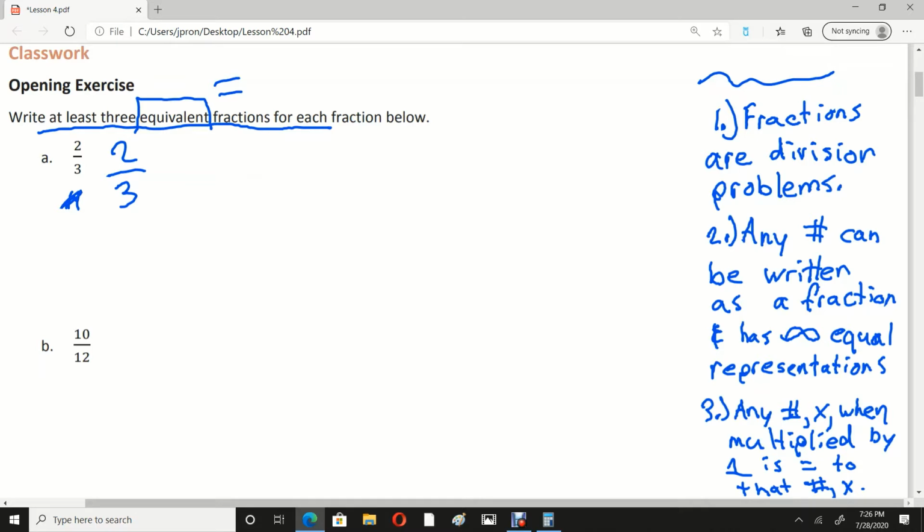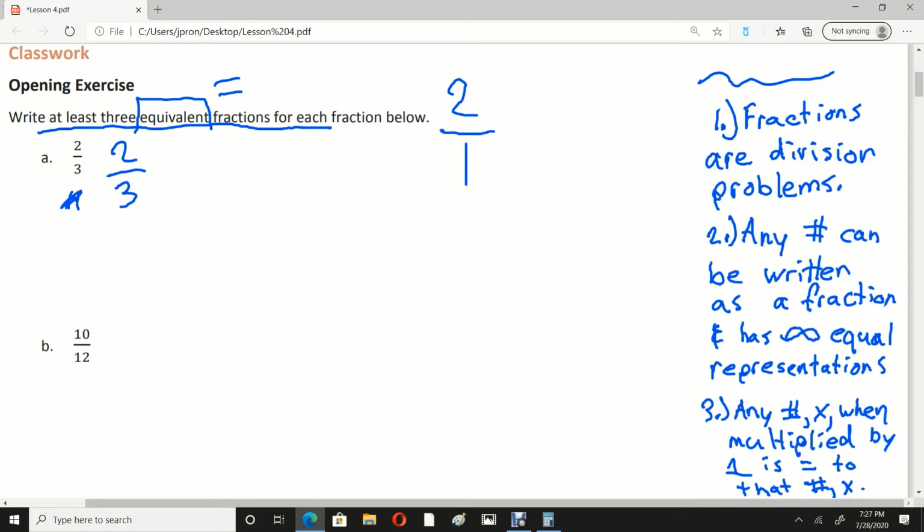So, first of all, fractions are division problems. So 2/3 is really just 2 divided by 3, right? Now, any number can be written as a fraction. All right, so let's just stop right there. So let's talk about whole numbers. So for example, let's take a whole number like 2. Now there's a couple of different ways we can write 2 as a fraction. First, and the easiest way to do this is to write it as 2/1.